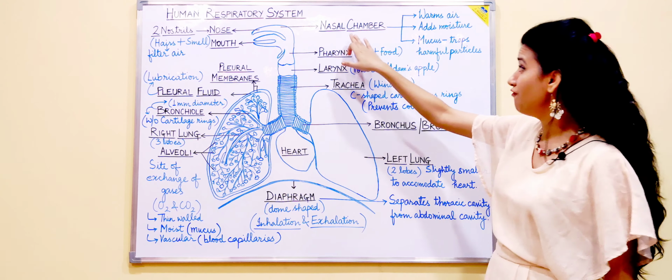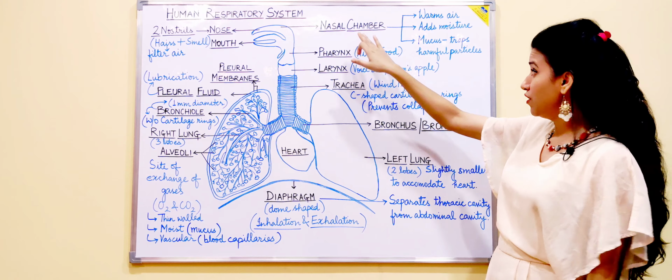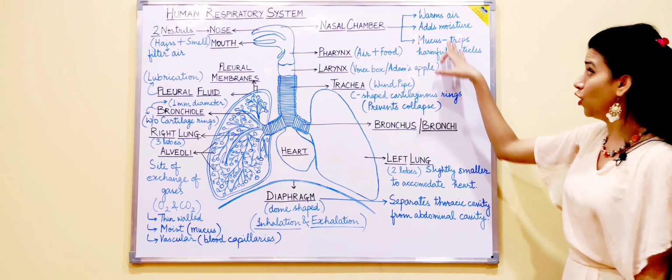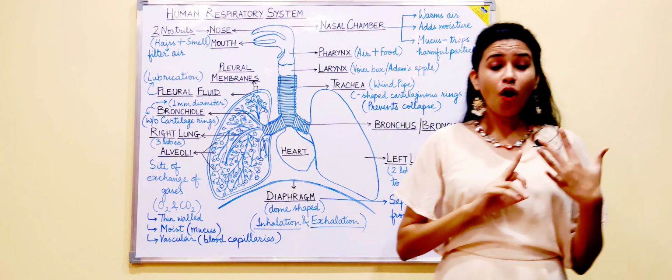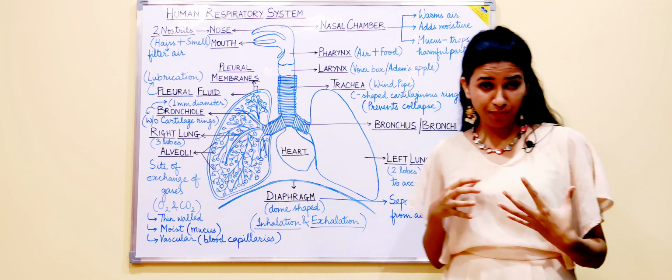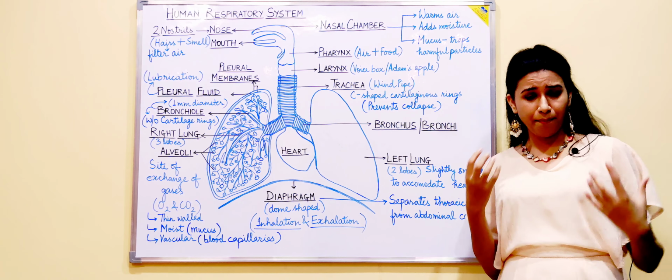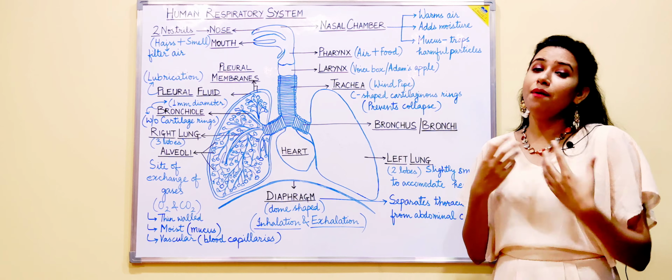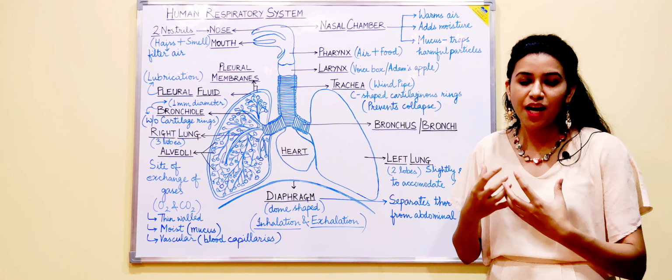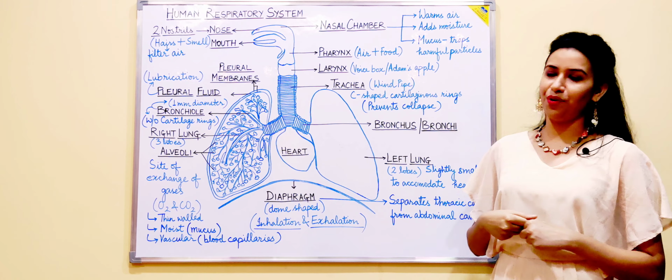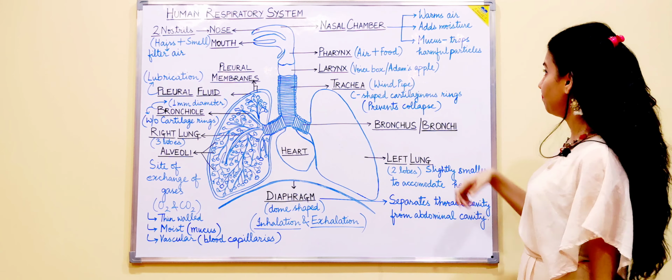In the nose, we have a nasal chamber. Now, the nasal chamber performs the following functions. First, it warms the air. The blood present in the nasal chamber and the blood capillaries surrounding it come in contact with the air and warm it, bringing it to body temperature, which is very important, by the way.